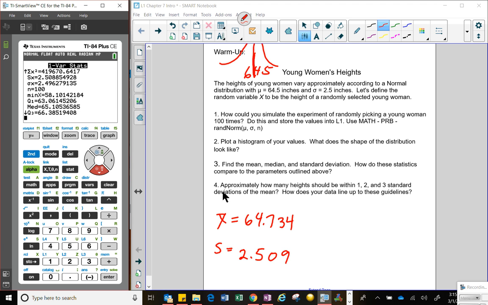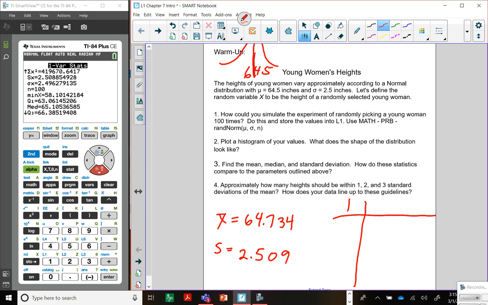So in question number 4, it says approximately how many heights should be within 1, 2, and 3 standard deviations of the mean. Well, if my sample is normally distributed, it should follow the 68, 95, 99.7 rule. Now my pen is really not lined up well here, so I'm going to do the best I can. Within 1 standard deviation from the mean, I should be able to take 64.734 and add 2.509. So I get 67.243, and I can take that same 64.734 and subtract 2.509, so 62.225. So within 1 standard deviation of the mean, that should be the range of my heights.